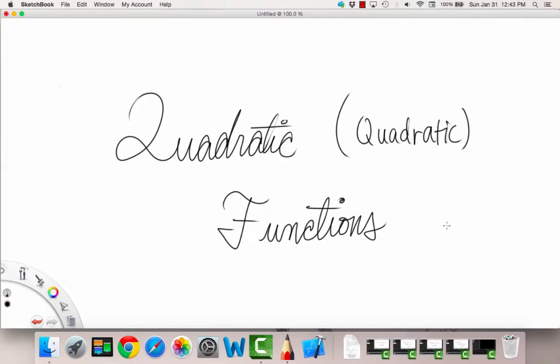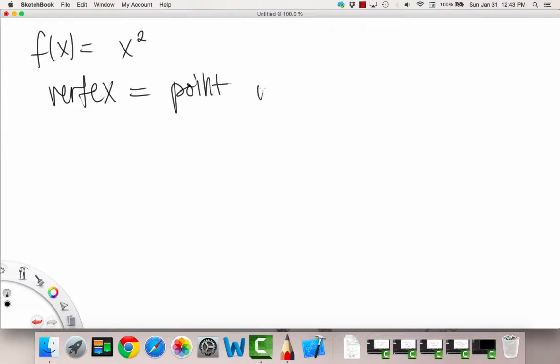Concepts video on quadratic functions. So the general quadratic form looks like f of x is equal to x squared. This is our quadratic, meaning some kind of squared power function, where the vertex, let's just define a point here. The vertex is a point where the graph changes direction.